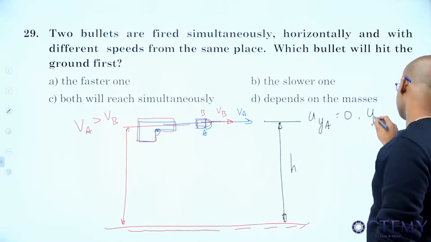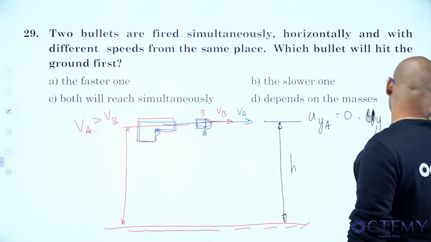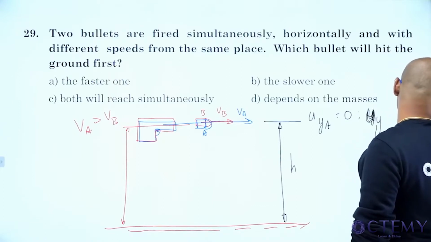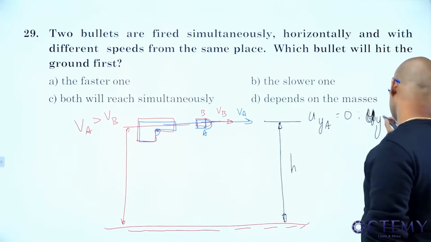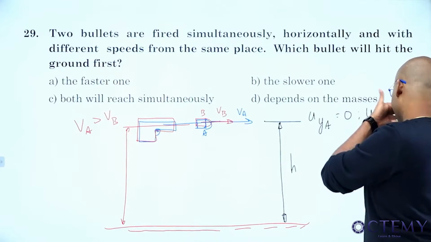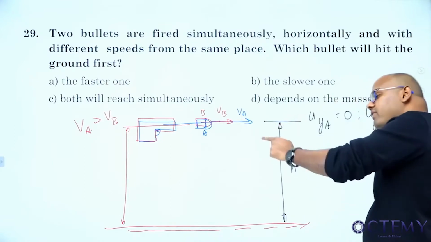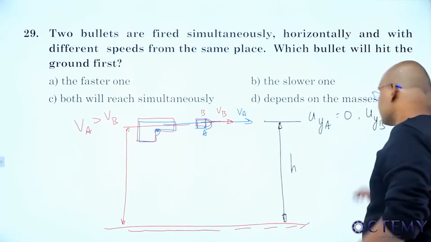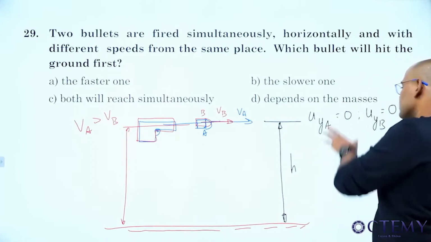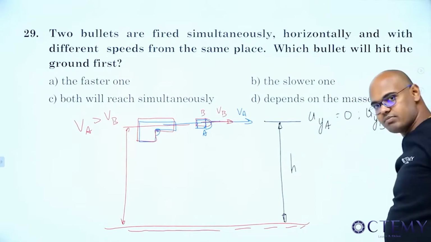What's the initial velocity in y direction for bullet B? How much is that? All velocity is in the horizontal direction, so in the vertical direction it is going to be 0. Initial velocity for both the bullets is the same. Both have to travel the same height.